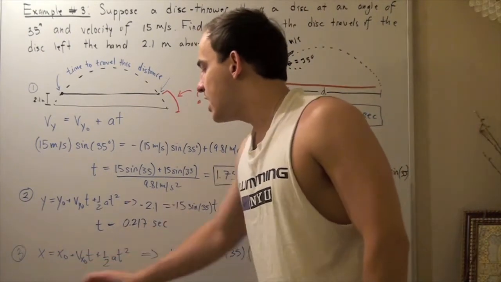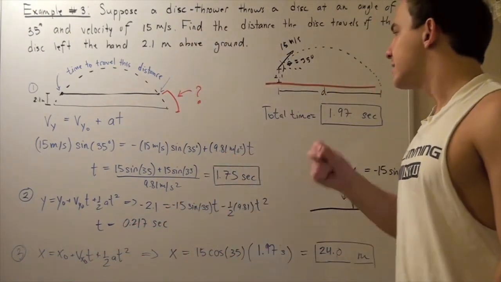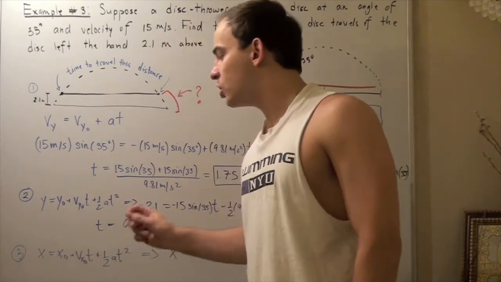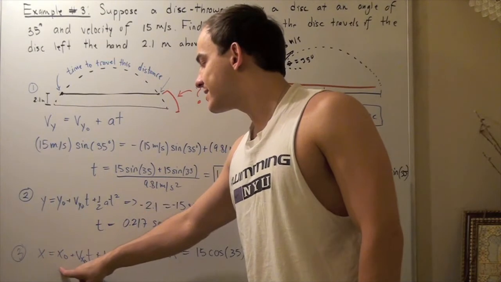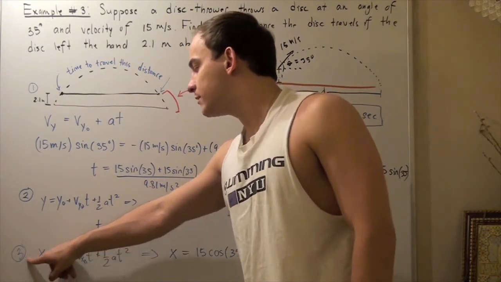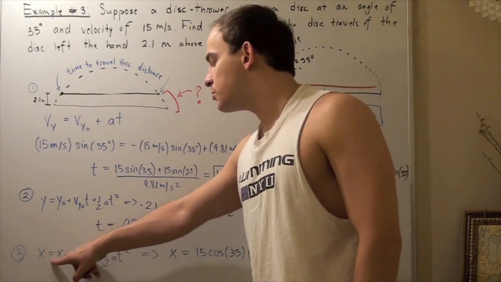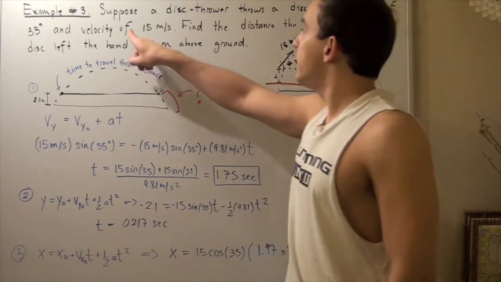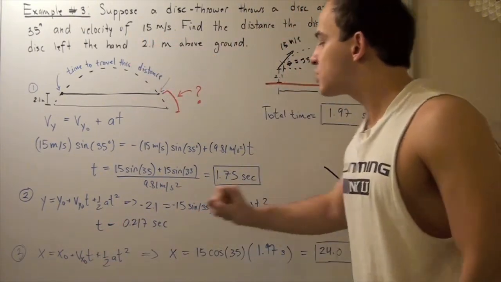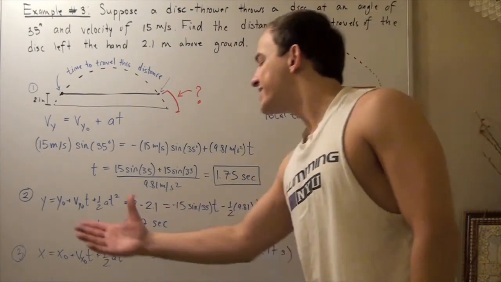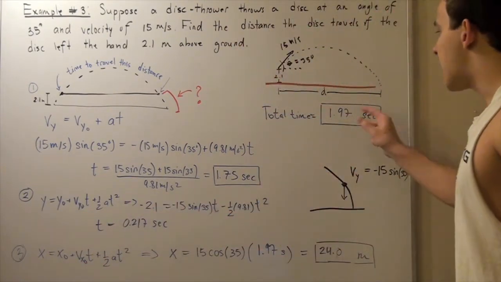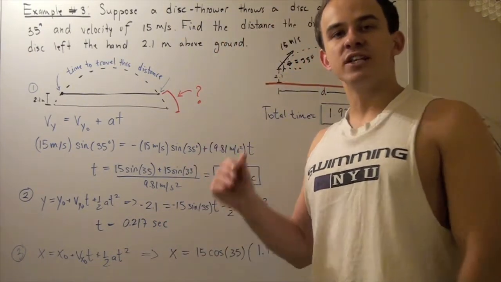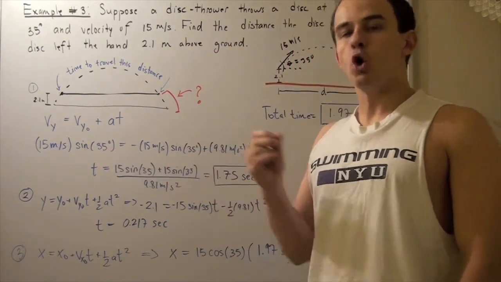So in step 3, we use the following formula to solve for our displacement. So we're looking for displacement, so we're looking for the x minus x naught. So this is what we're looking for. This point is simply assumed to be 0. This point we know is simply 15 meters per second times cosine 35. The time we know, we just found what the time is. And the acceleration is 0. Acceleration in the x direction is always 0.